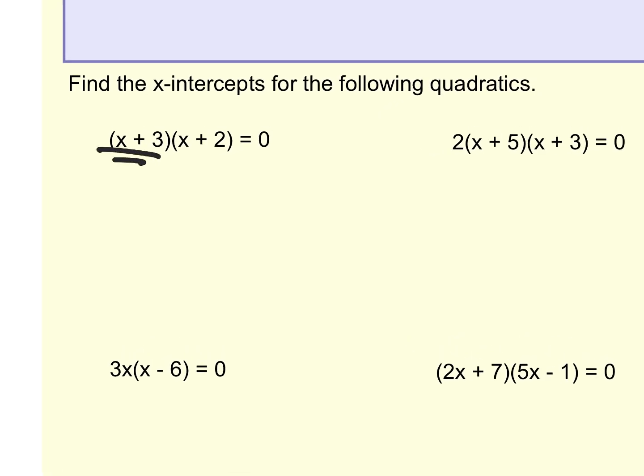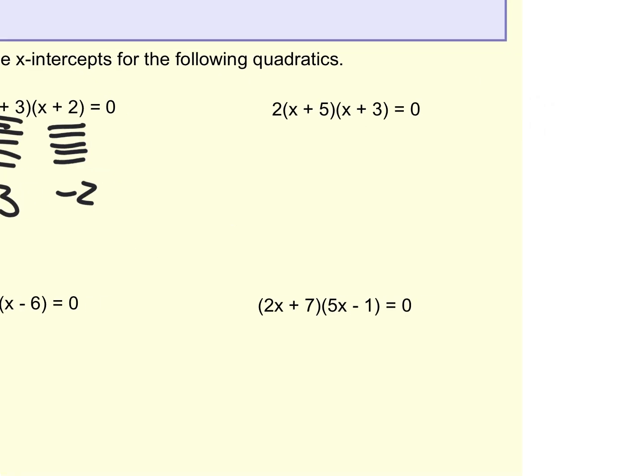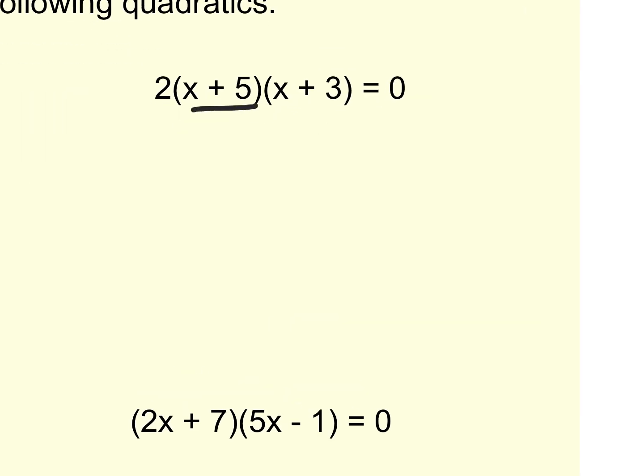What makes this part 0? Say it. -3. What makes this part 0? -2. Those are the two x-intercepts. What makes this part 0? Negative 5. What makes this part 0? Negative 3. Those are the two x-intercepts.